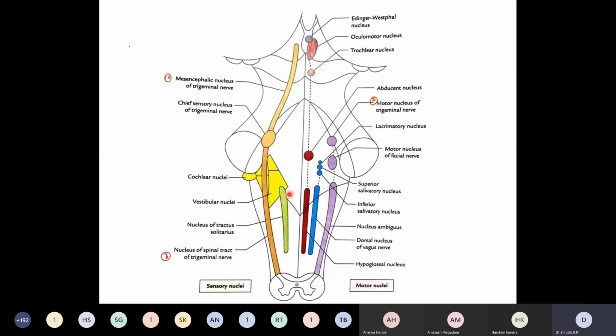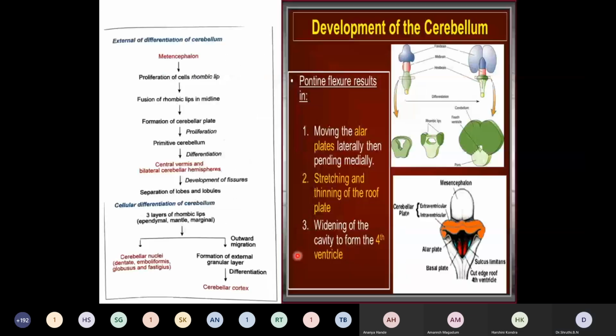So this is how they are represented. It is a cross section of the medulla oblongata. This is the spinal cord here. Here is the medulla oblongata, pons and midbrain. And this is how the nuclei are elongated and represented in the brainstem. So that is about the development of the brainstem.